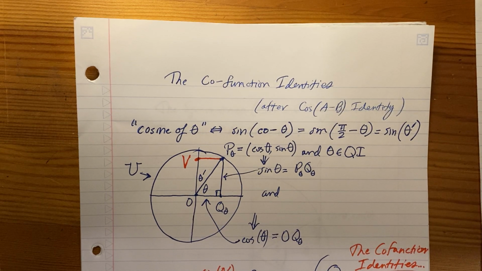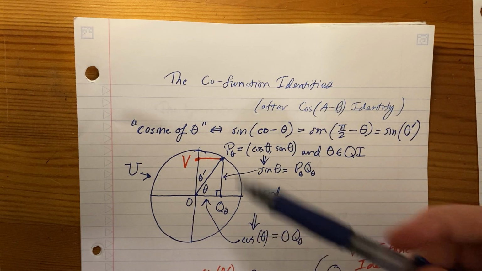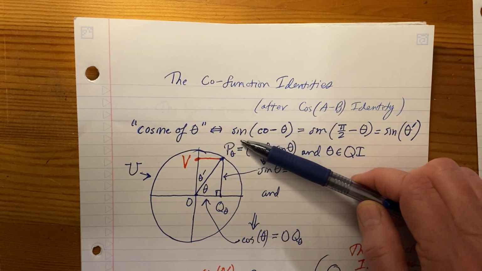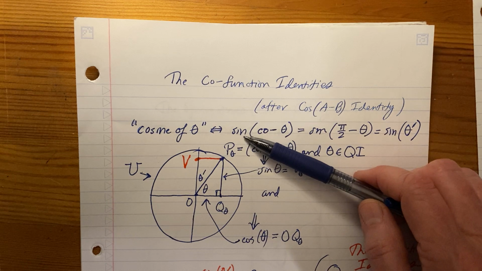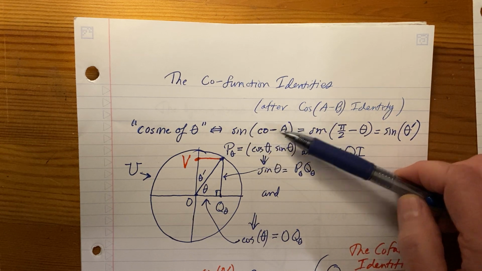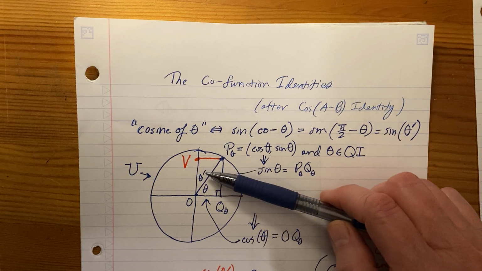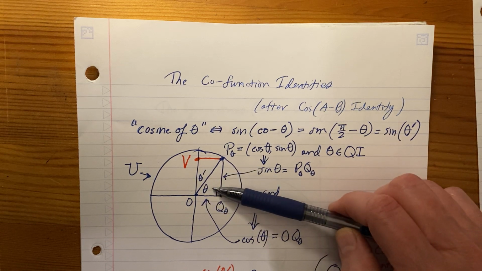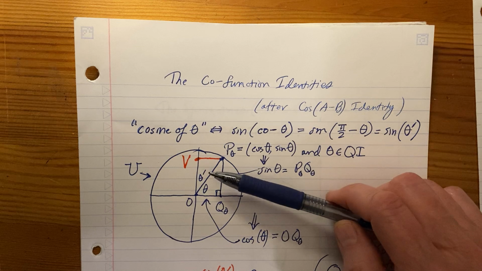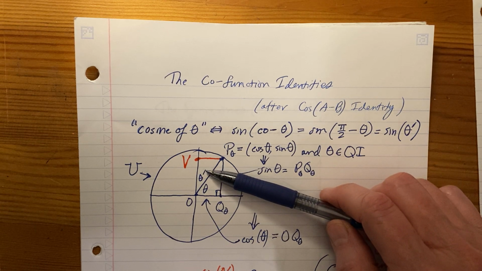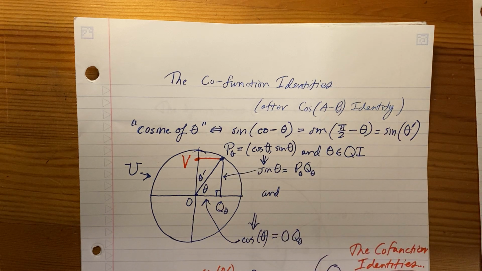So where did this phrase cosine come from? By the cosine of theta, what they actually meant was the sine of the complement of theta. So remember, if theta is here in standard position, and it's an acute angle less than pi over 2, then its complement here, theta prime, is also an acute angle.